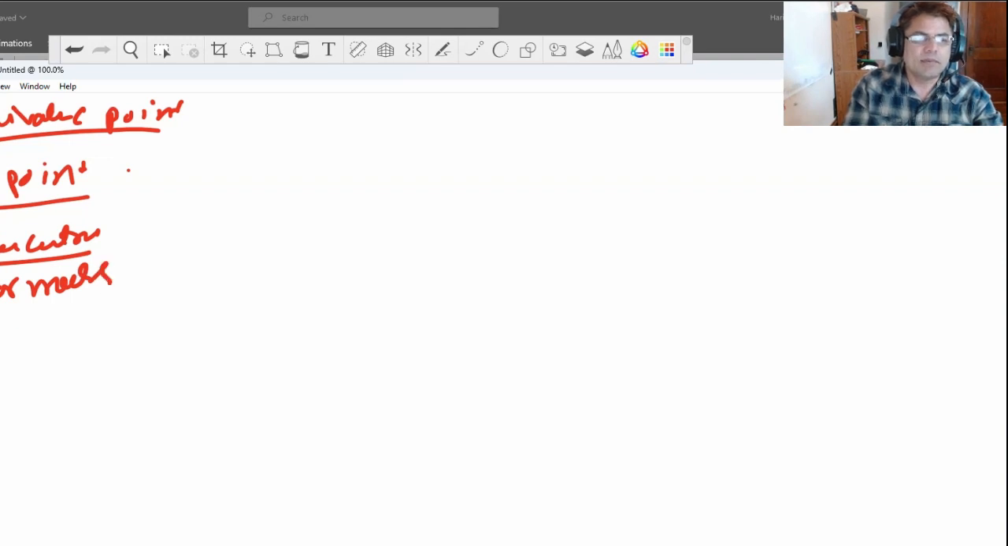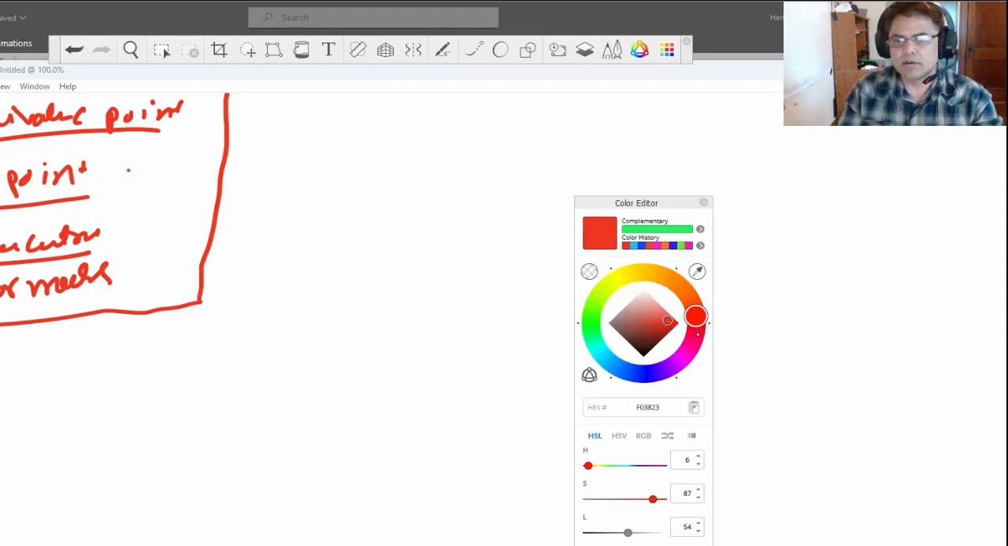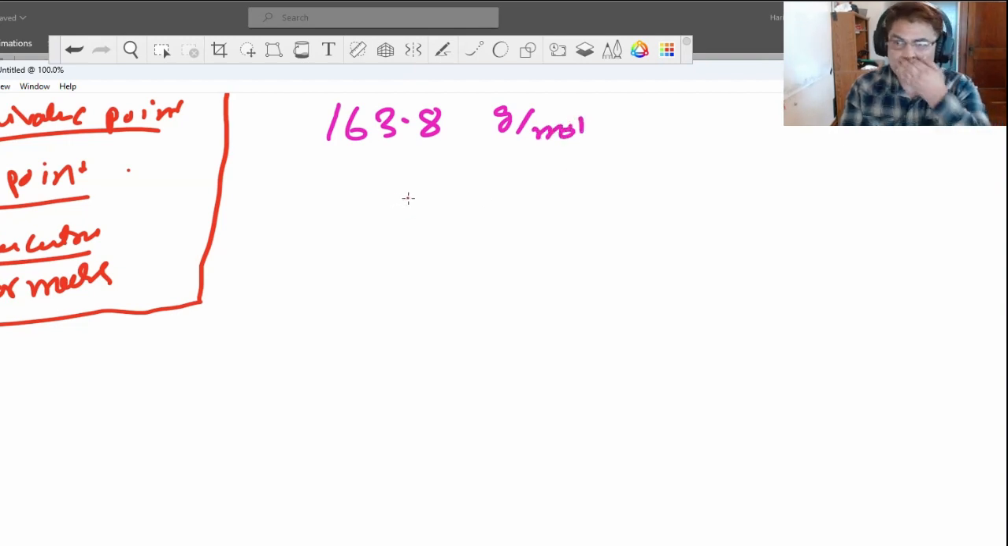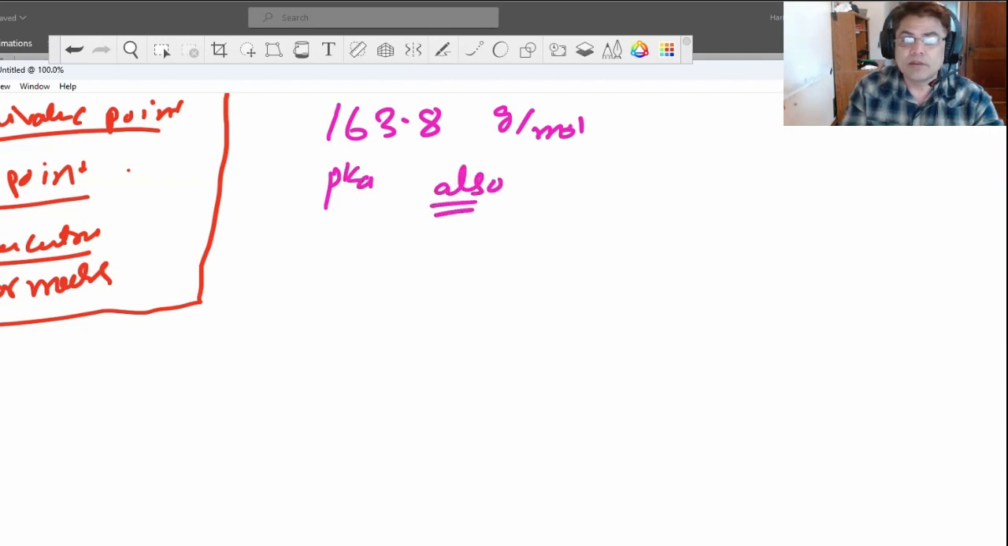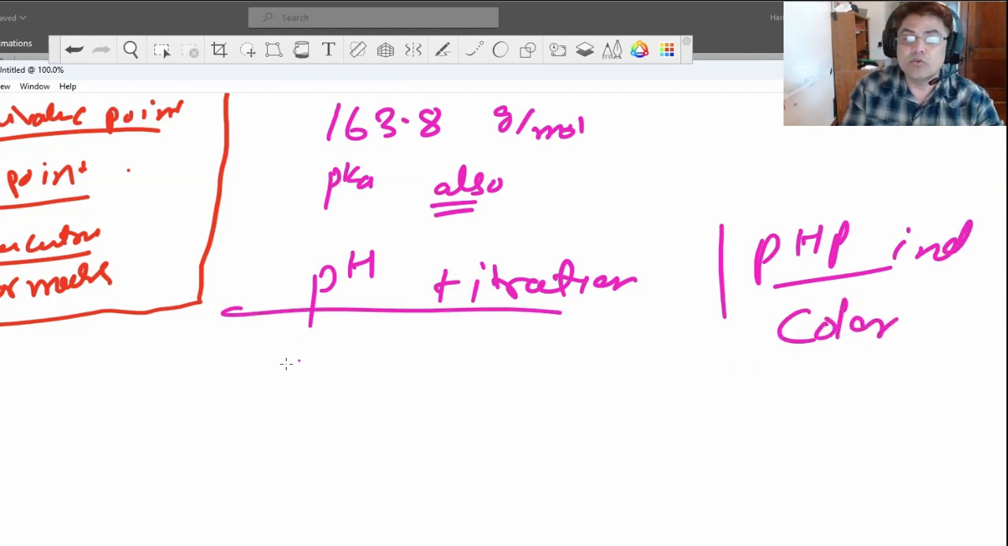These many things are clear right now. But molar mass alone is not sufficient to predict the chemical formula, right? We have seen that. The molar mass is 163.8 grams per mole, but that is not sufficient. So what you will do is find the pKa also. Then how do you find the pKa? You will do the pH titration. Previously you had phenolphthalein as an indicator, and it was changing color. But right now you are using the pH meter.